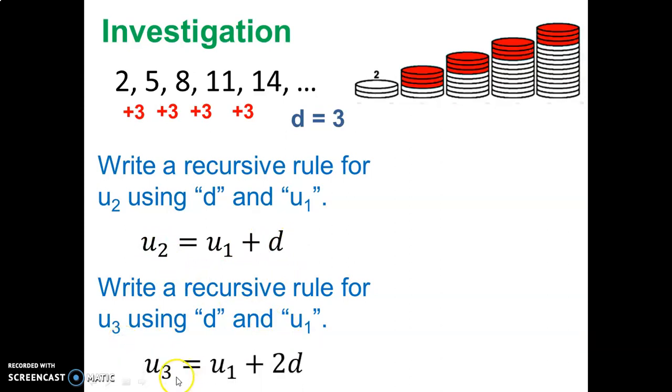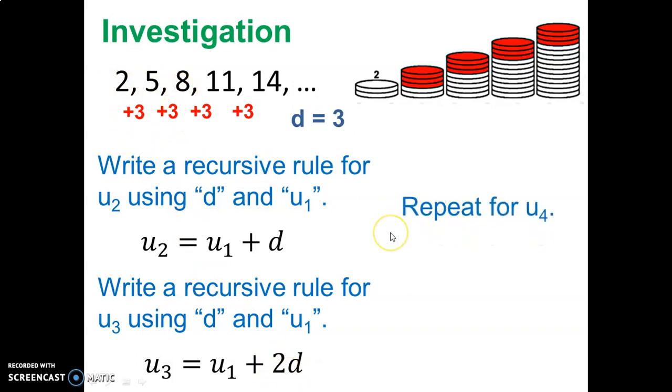Okay, that equation is this. U sub 3 equals u sub 1 plus 2d. So notice, to get to the third one, if you begin at u1, you have to jump up once, twice, the d value to get from u1 to u3. And that's what this is showing here. You add 2 times 3 to jump up to the third one. Okay, repeat for u4.